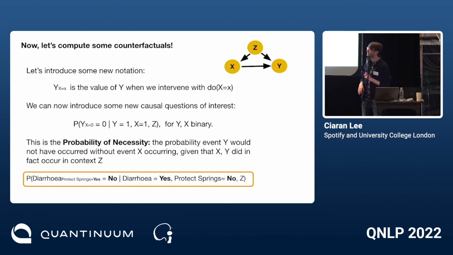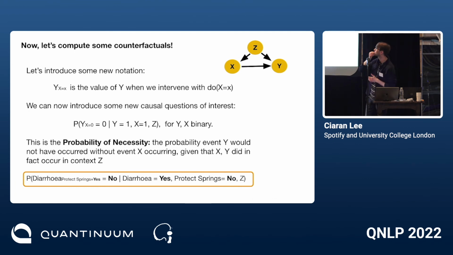OK, so let's introduce a little bit of notation just so it's easier to talk about these questions. What I'm going to say is capital Y with subscript x equal to little x is the value of Y when we intervene with the do operator. So that's the notation I'm going to use for describing this.